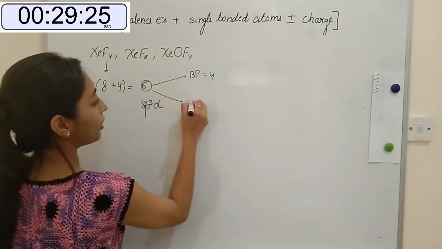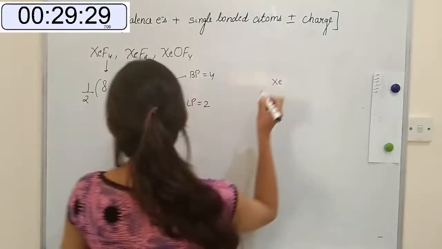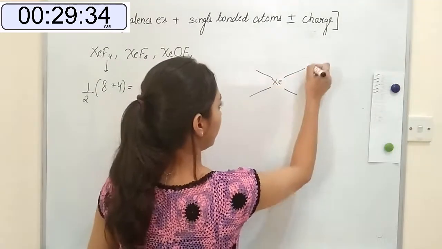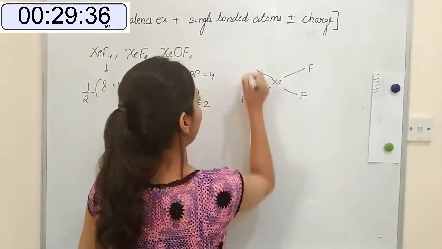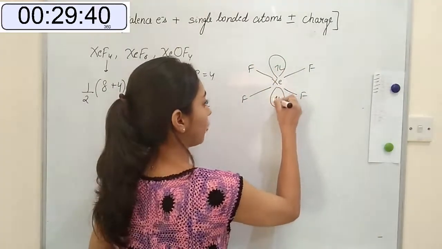How many bond pairs are there? 4. How many lone pairs are there? 2. So it should be Xe. 6 means sp3d2. So 1, 2, 3, 4. Put F, F, F, F. Let us put one lone pair here and let us put one lone pair here.